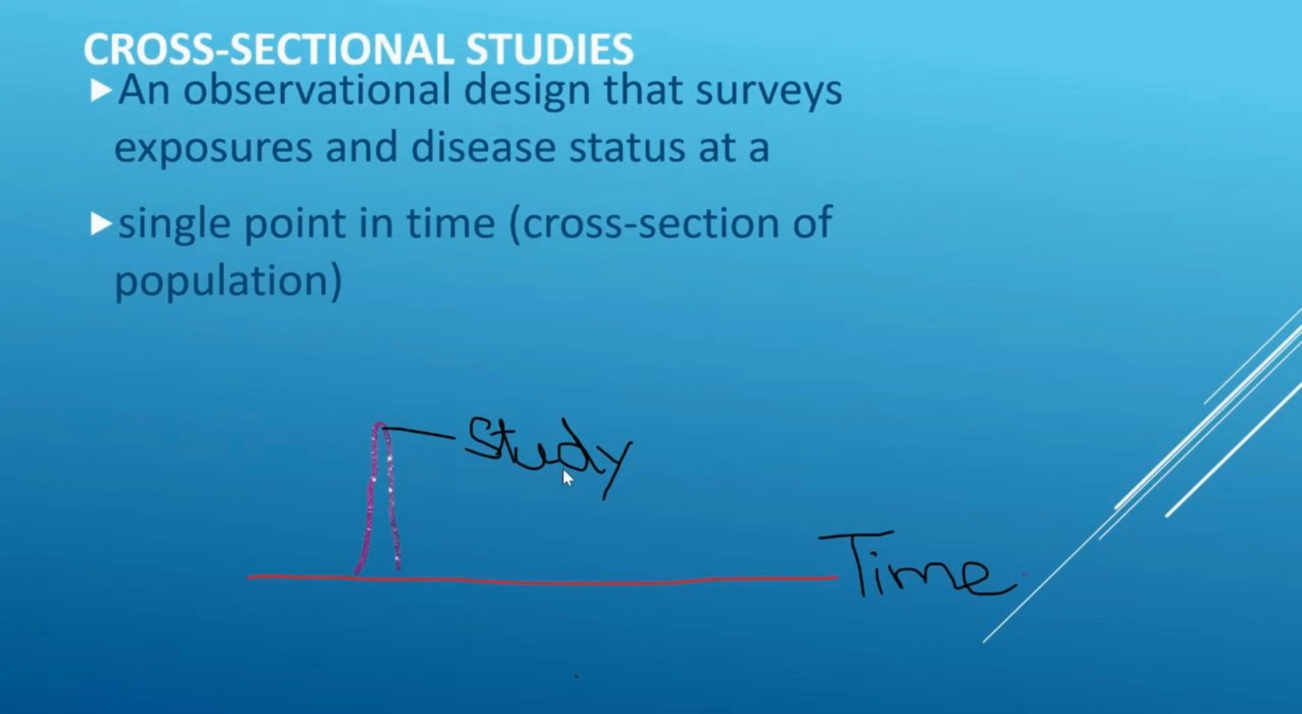So this is an observational study that surveys exposures and disease status at a single point in time. So that's why we say a cross-section of the population. Like, this is a certain population at a certain time, and this study was done here. So we can say that this cross-section study was done at this point of time, and at that time this was our observation, single point in time. Okay, we are not observing the subjects over a period of time or for multiple times.